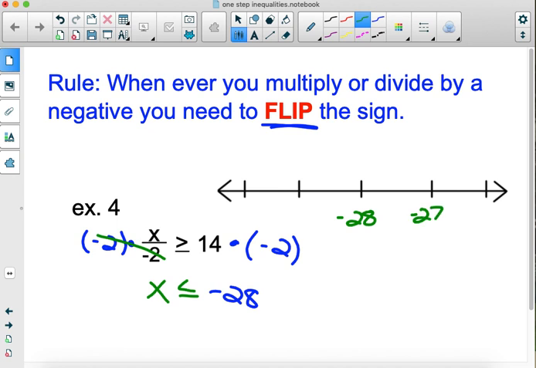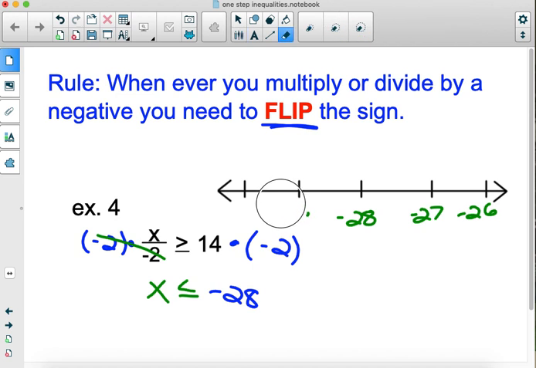Negative 27, negative 26, negative 28. I already wrote it, and this should be negative 29. Somebody want to come up and graph this one? Talk your way through it.